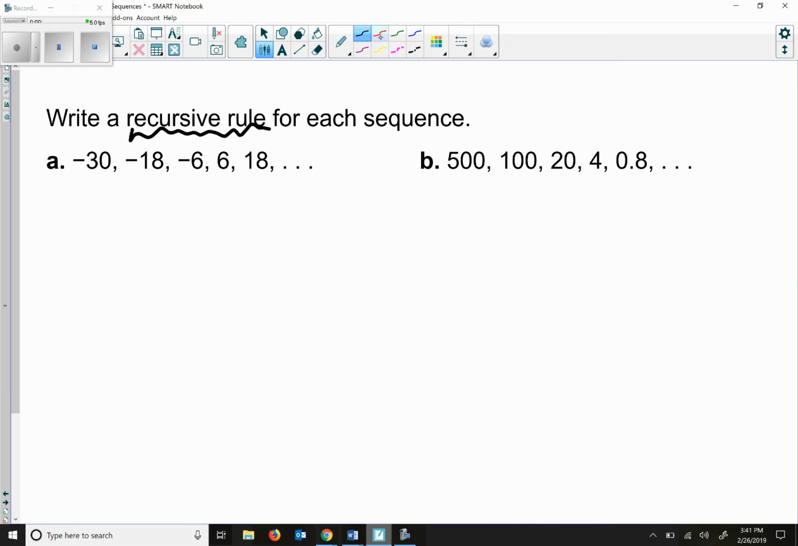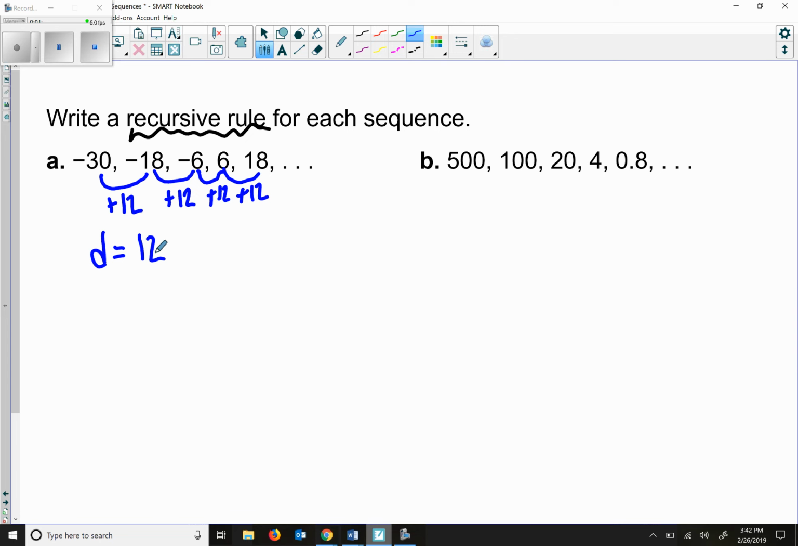So if we take a look at our first example, letter A, we got to figure out how am I getting from negative 30 to negative 18? How am I getting from negative 18 to negative 6? Negative 6 to positive 6. Positive 6 to 18. So when I look at each of those, I realize I'm just adding 12 to each of these. Now, since I'm adding, that turns into a difference. So that common difference we're looking at is 12.